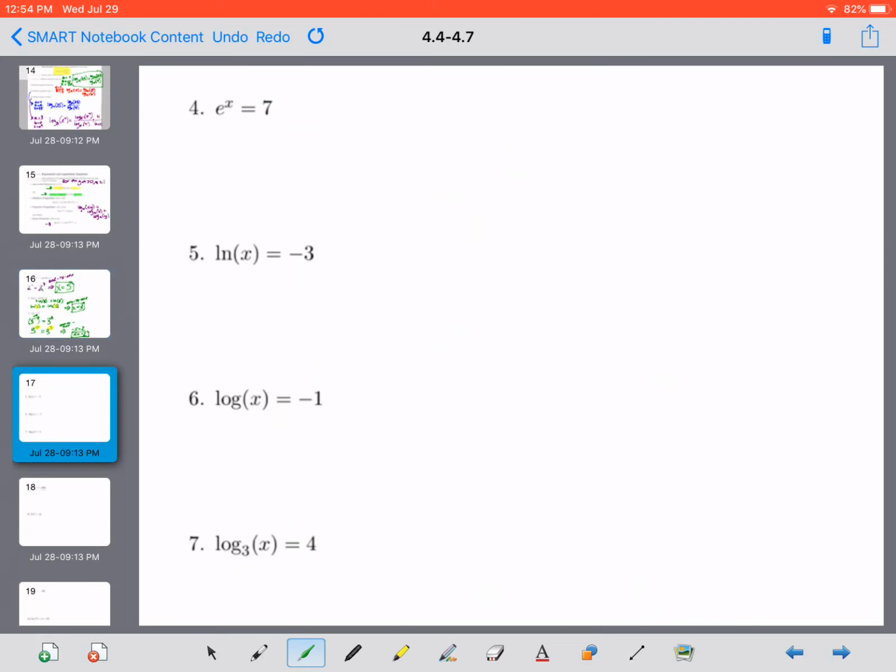e to the x is equal to 7. If I wanted to use the 1-to-1 property here, I'd need to rewrite 7 as e raised to some power. But e is an irrational number. It's 2.718 and so on, never repeats. So if I wanted to rewrite the whole number 7 as e raised to some power, that power is going to be pretty messy. So I don't think the 1-to-1 property is going to help us here.